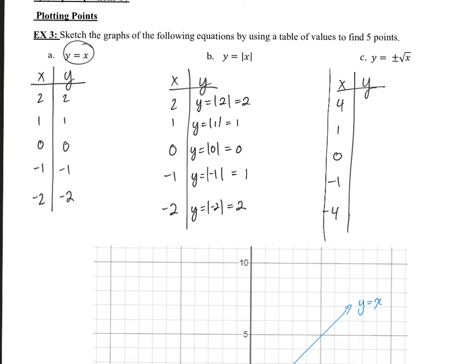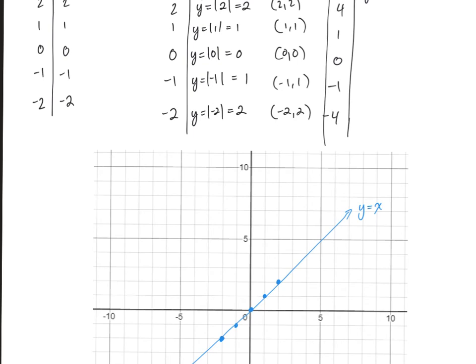So the points here for this one are going to be 2, 2, 1, 1, 0, 0, -1, 1, and then -2, 2. So let's go ahead and plot those. I'll plot this in red. So 2, 2, stealing that one. 1, 1, stealing that one. 0, 0, stealing that. And then we go up to -1, 1. Oh, it bounces back up. And then we go to -2, 2.